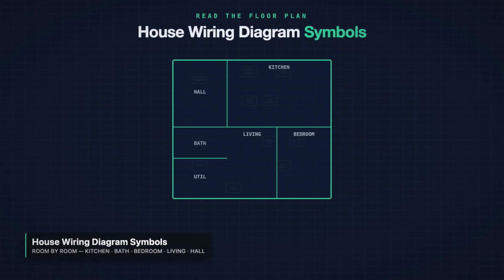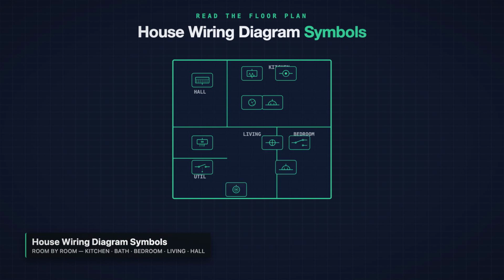This is a house floor plan, and every one of these little marks is a house wiring diagram symbol. They are the shorthand an electrician draws on your plan. The outlets, the switches, the lights, and the board that feeds them all. Right now it looks like scribbles on a room. It is not. Here is the trick that makes it simple.